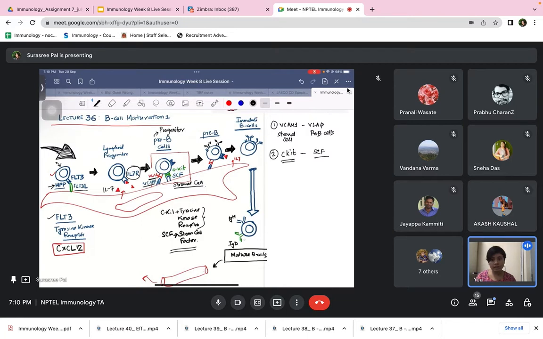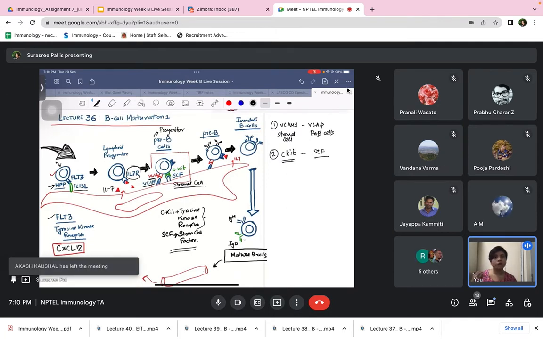Now these premature B cells, why are they called premature? Because they express a surrogate light chain, and so in the immunoglobulin molecule, you know, in the antibodies, right, there are two chains, the heavy chain and the light chain. But when the B cell is still in the premature B cell stage, then the light chain rearrangement has not been completed. So they express a surrogate light chain on their surface, and they also express the rearranged heavy chain.